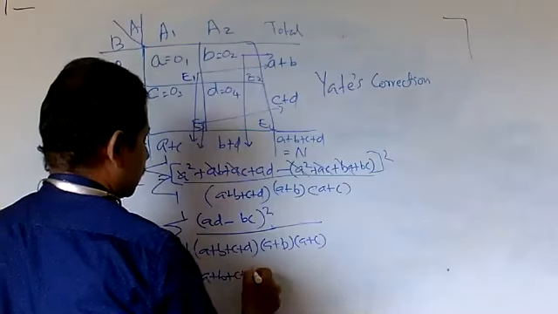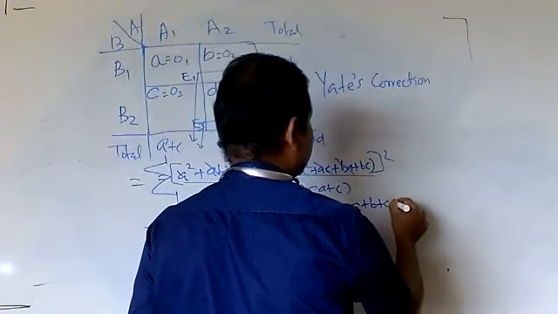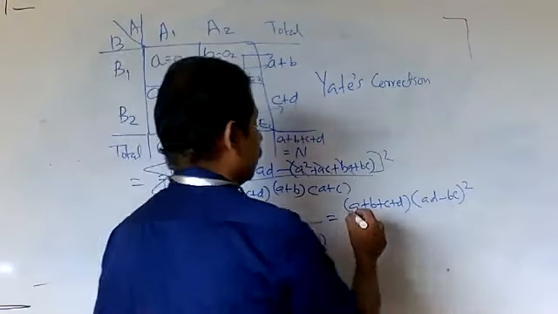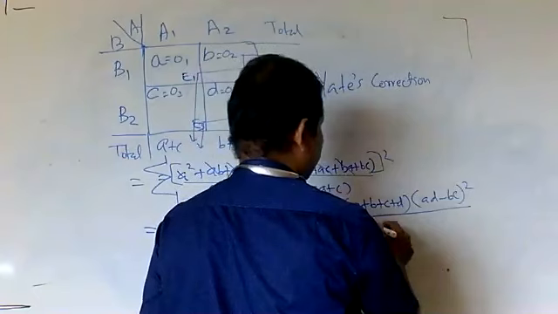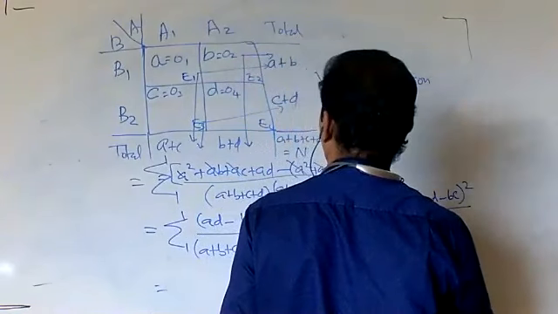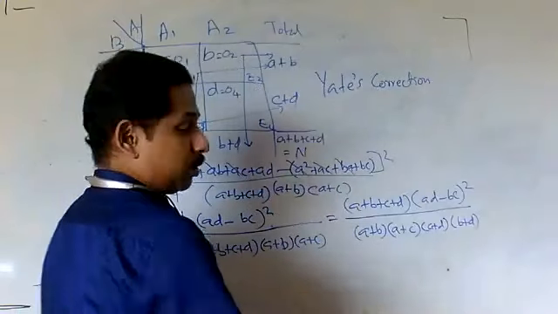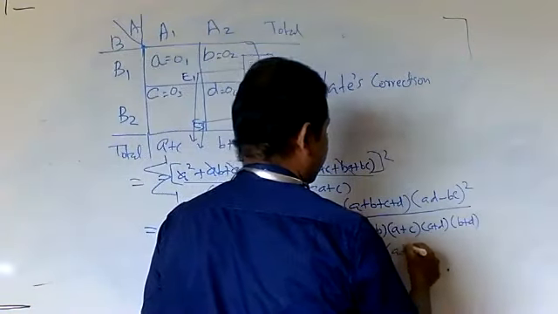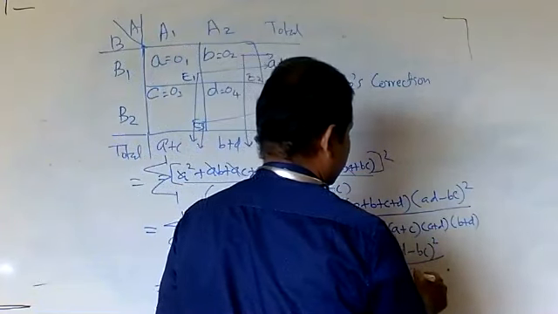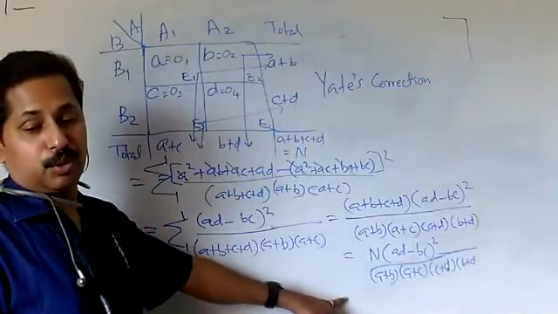A plus B plus C plus D into (AD minus BC) whole square, divided by A plus B into A plus C into C plus D into B plus D. Or this can be written as N into (AD minus BC) whole square, divided by A plus B into A plus C into C plus D into B plus D. So this formula is important. What does this formula say?